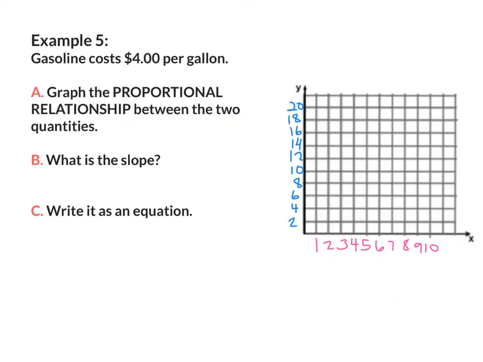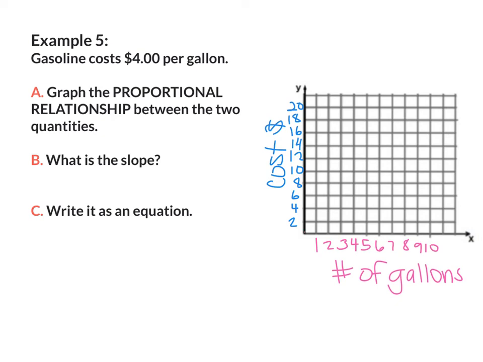Example number 5. Gasoline costs $4 per gallon. Graph the proportional relationship between the two quantities. So first, I'm going to label my x-axis as the number of gallons. And my y-axis is going to be the cost in dollars. As you notice, my x-axis is going up by ones, and my y-axis is going up by twos. So now I'm going to graph this.